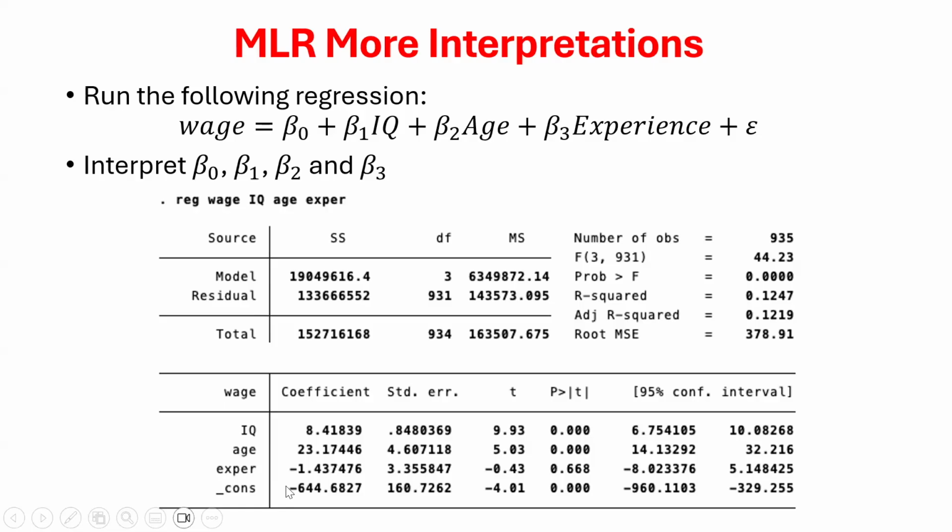Now, how would I interpret beta 2? So we said the interpretation of our coefficients is always a 1 unit change in that variable. So what would a 1 unit change in age be? If I am, it's measured in years, if I am 1 year older, the expected wage goes up by, I think this was hourly, so $23 an hour, holding IQ and experience constant.